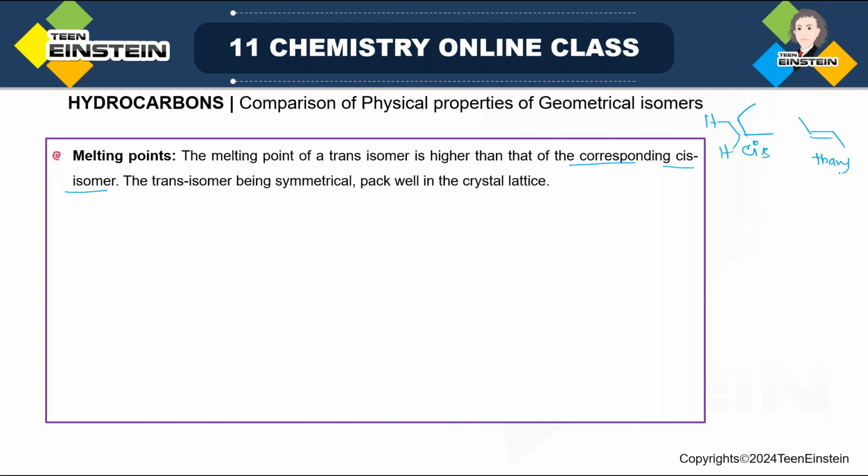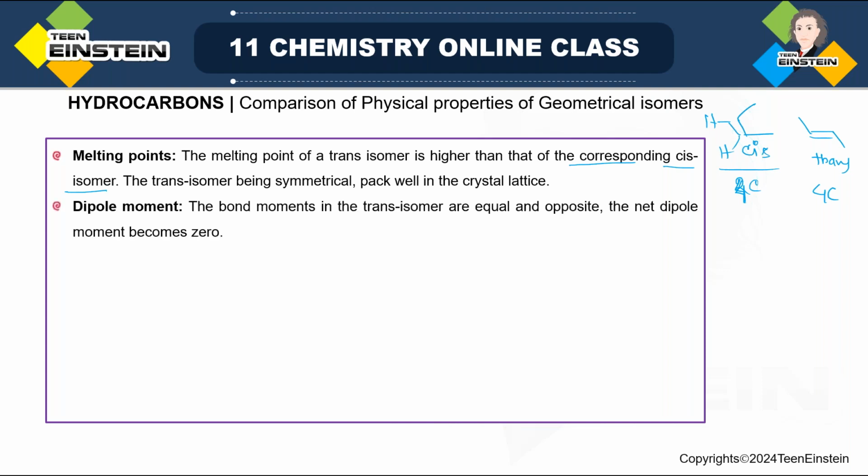Trans is more symmetrical, and as it is more symmetrical, it will pack well in the crystal lattice. And that is the reason you can expect the melting point for trans isomer to be higher than the corresponding cis isomer. Corresponding cis isomer means you just have to keep the carbon number same. So see these two, here also we have 2 carbons in the double bond. Total carbon is obviously 4. This is also 4. So keeping everything same, when you just change the cis and trans or E or Z, the more symmetrical one is trans or E, and that is why it will pack well in the crystal lattice, and to break the crystal lattice you have to provide more energy, so that is why melting point is high.